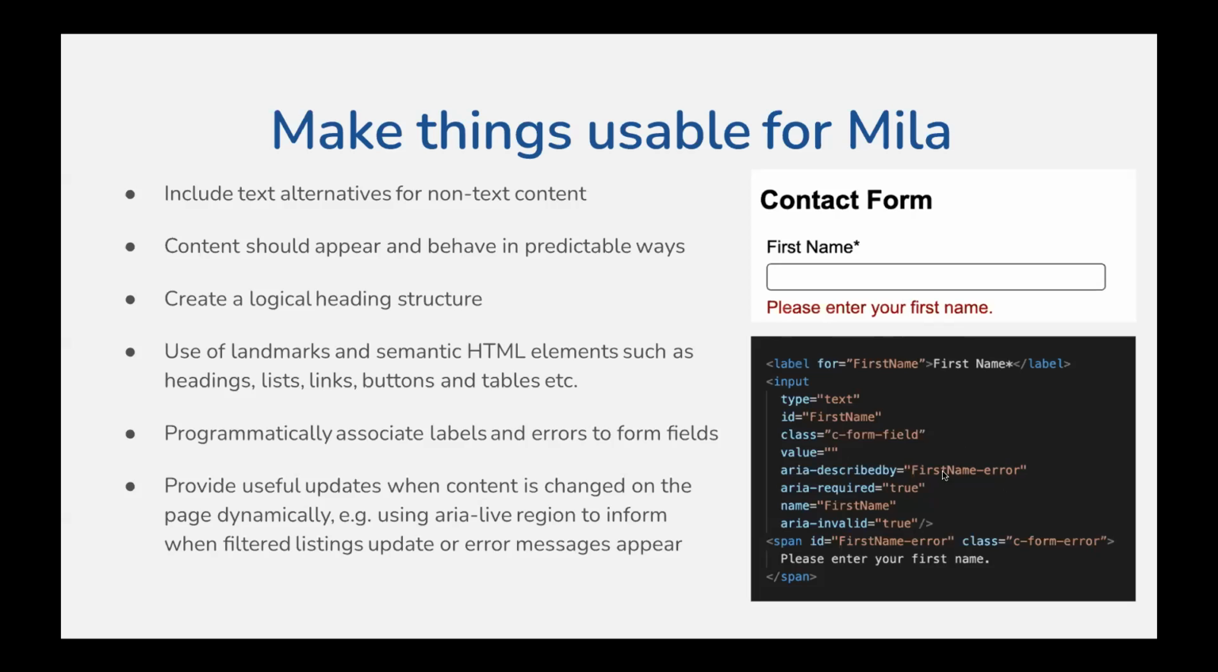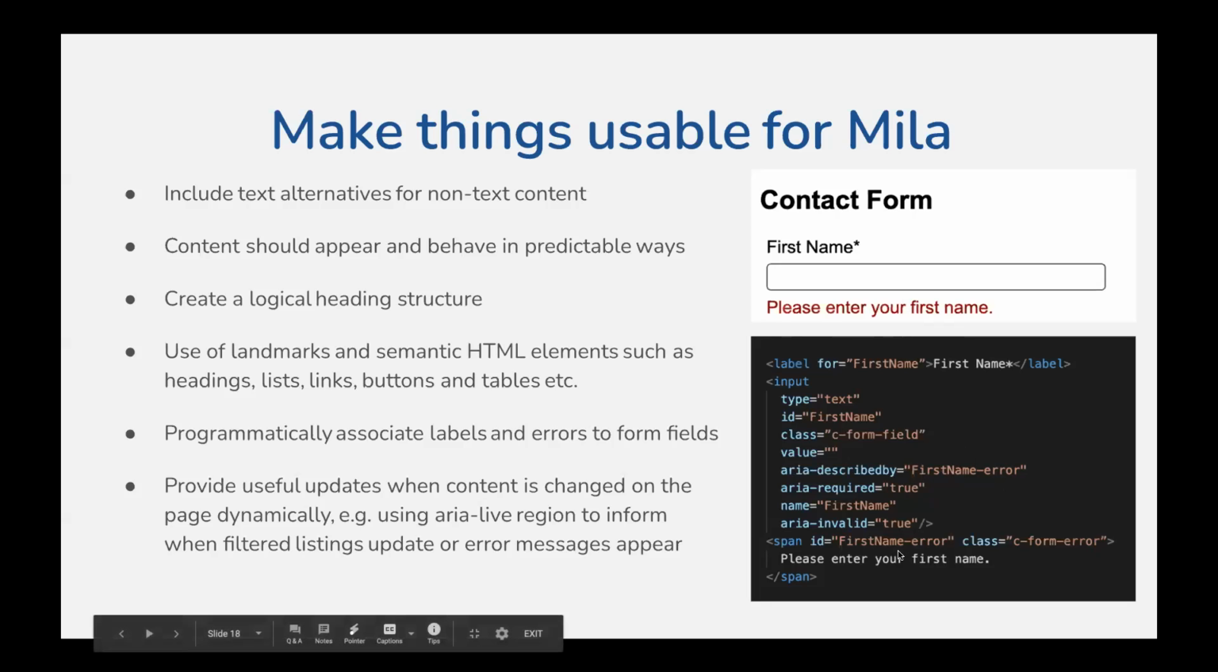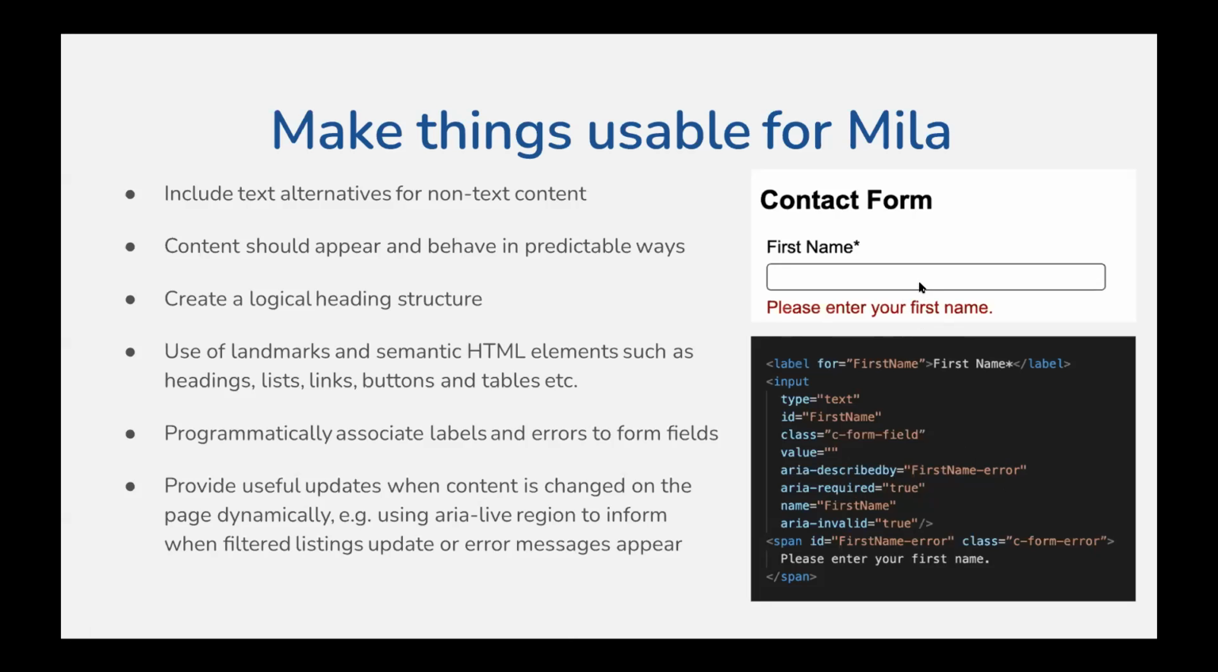So we're connecting it with the ID of the error here. Then there is aria-required to programmatically tell them that this is a required field. And I'm also connecting the label with the for attribute and giving it the ID of the input. This is one of the super simple basic things that you can do, and it's also one of the things that I've seen broken in most forms when I'm doing audits across different sites.